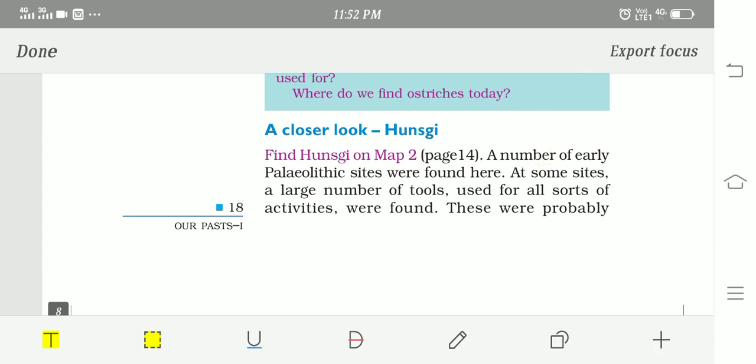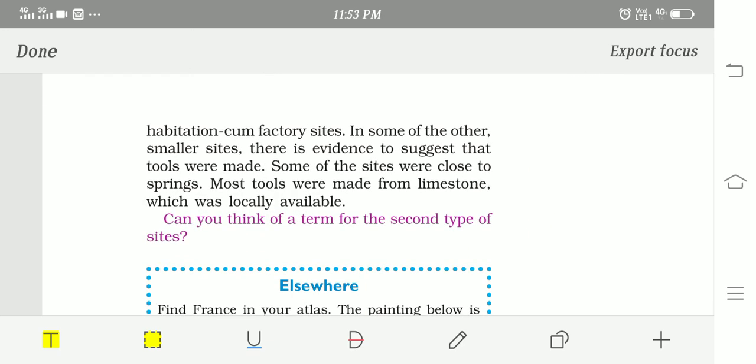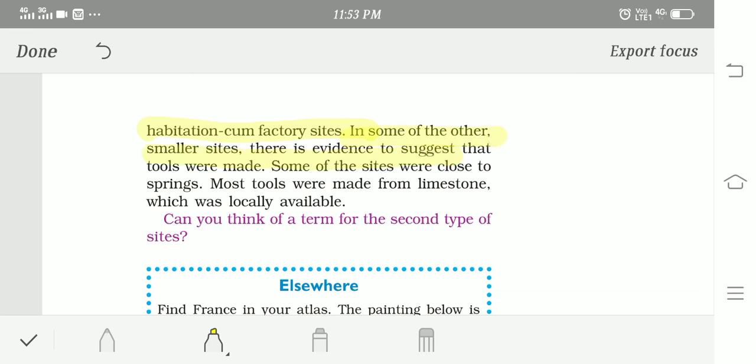Now there is one site, that is Hunsgi. Hunsgi, in the map you can see, in the earlier map also. This is one of the sites of the Paleolithic age. Paleolithic means the oldest age. At some sites, a large number of tools used for all sorts of activities were found. So in Hunsgi we found all these things. Hunsgi is a habitation cum factory site. So basically we have many sites which are famous for different purposes, and we have all three kinds of sites: factory site, habitation site, and habitation cum factory site.